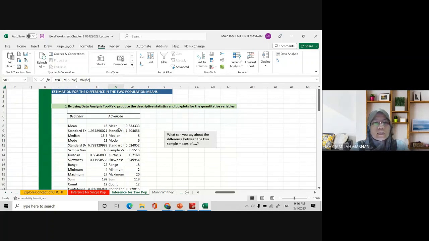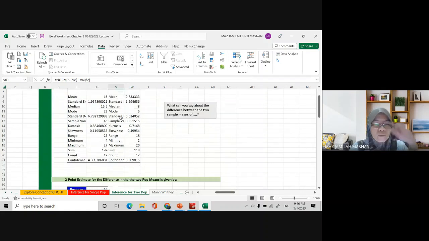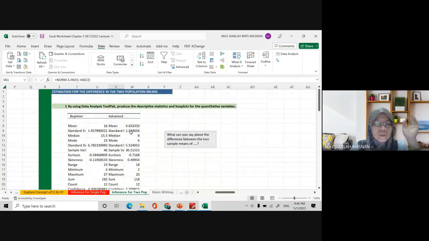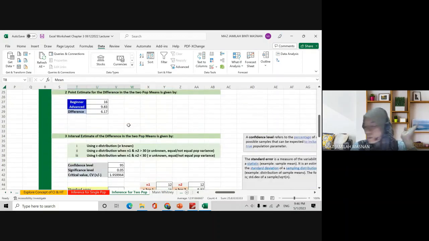Let's say we generate this using your Excel, and we have all this information. The most important thing is we want to find the CI for the mean. So mean for beginner and mean for advanced.